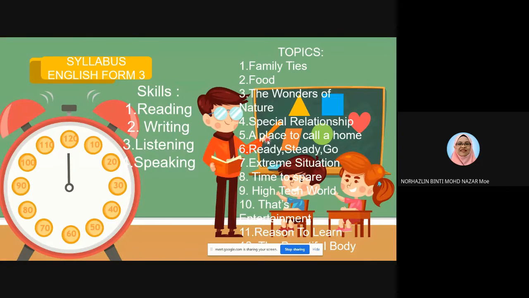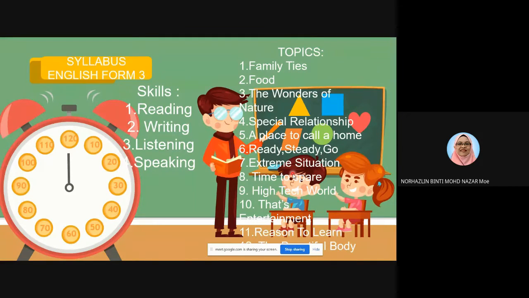Unit 5, a place to call a home. We discuss different types of homes, what sort of home you are living in right now. Unit 6, ready, steady, and go. From this topic, you already know it talks about sports, indoor and also outdoor sports. Unit 7, extreme situation.